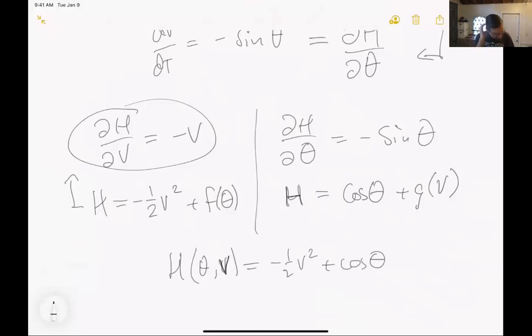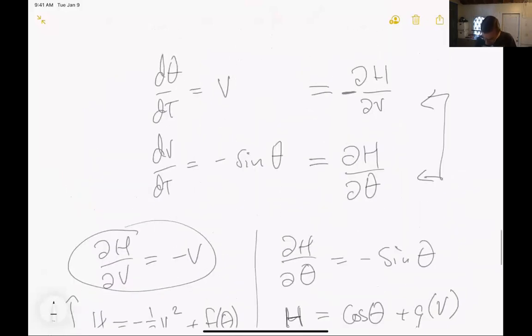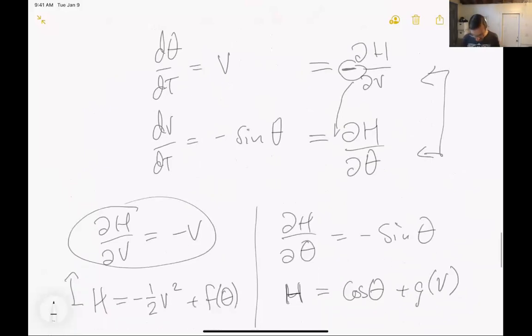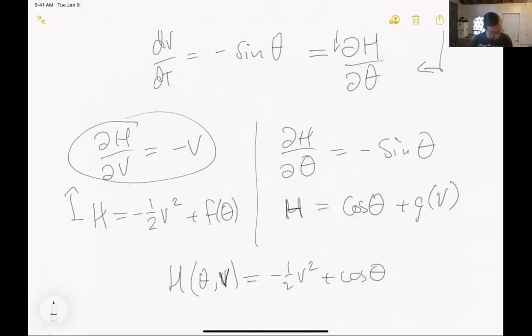Just a word of warning, if you follow this in the book, instead of putting the negative sign here, they put the negative sign down there. And you can put it in either place you want. Either calculation will give you a Hamiltonian function. Okay, either way. So just a word of warning if you have the book open and you're following along in the book, or you want to see what the book does later. So they got positive 1/2 v squared minus cos theta. Both are Hamiltonian functions. All right.